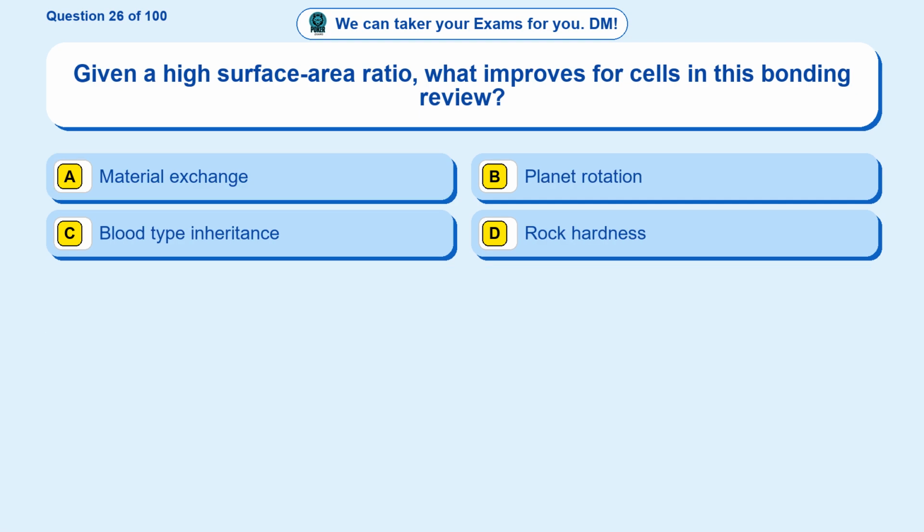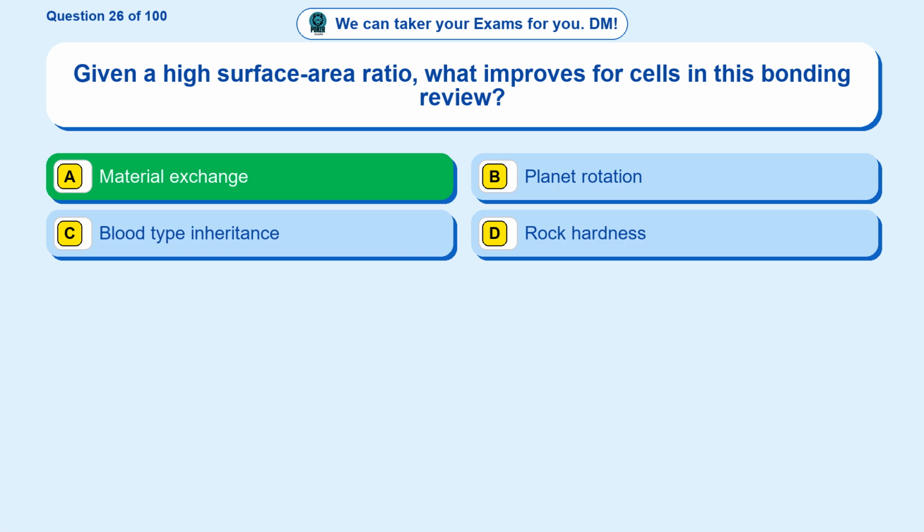Question 26. Given a high surface area ratio, what improves for cells in this bonding review? Option A, material exchange. Option B, planet rotation. Option C, blood type inheritance. Option D, rock hardness. The correct answer is option A.